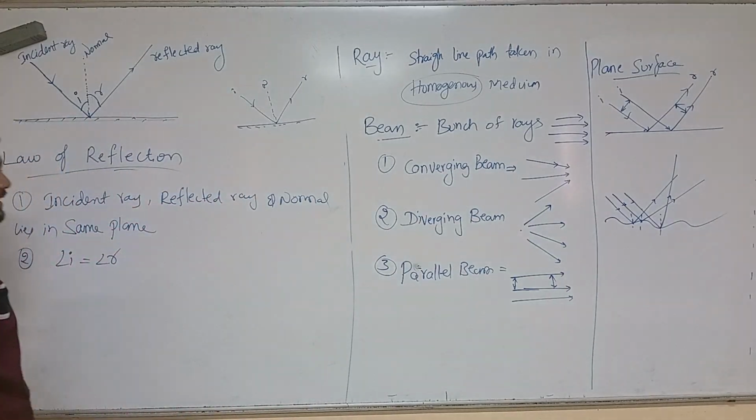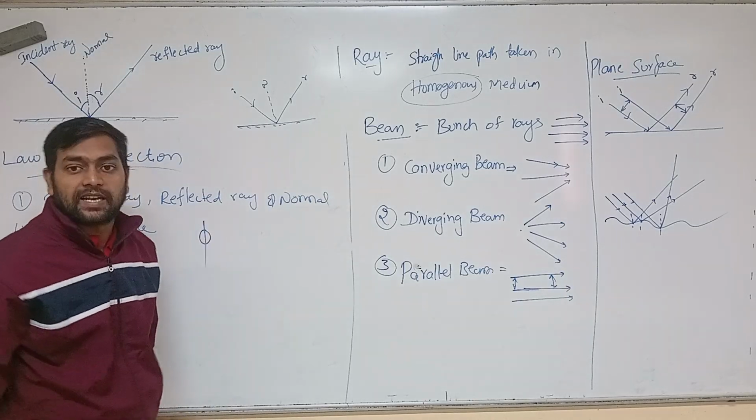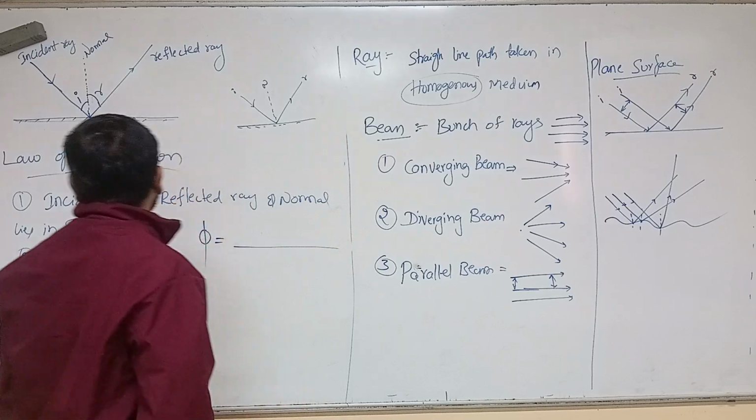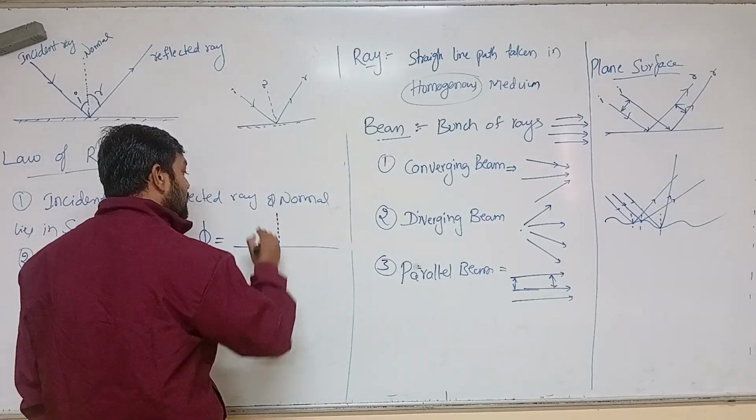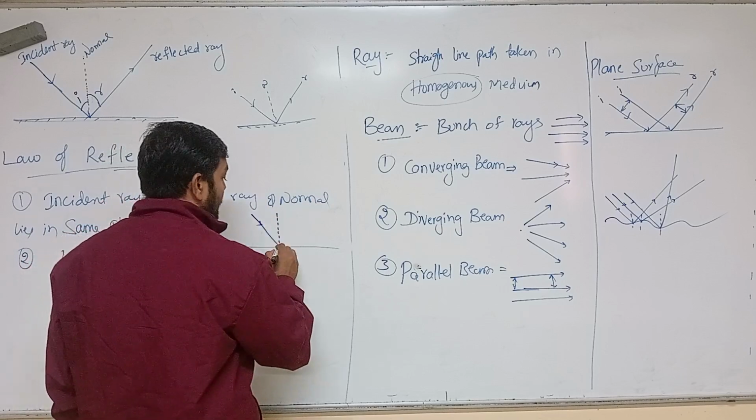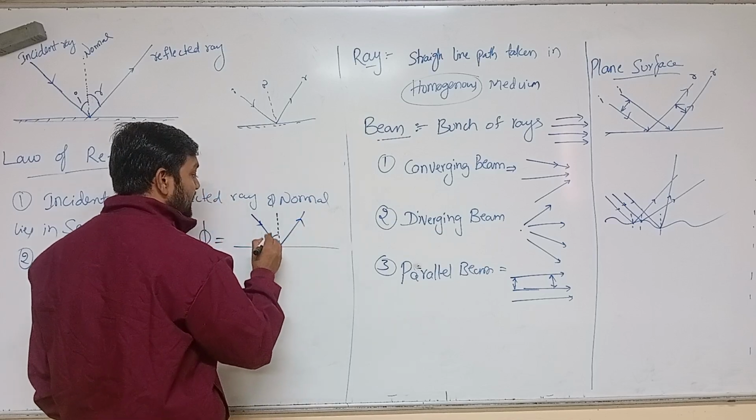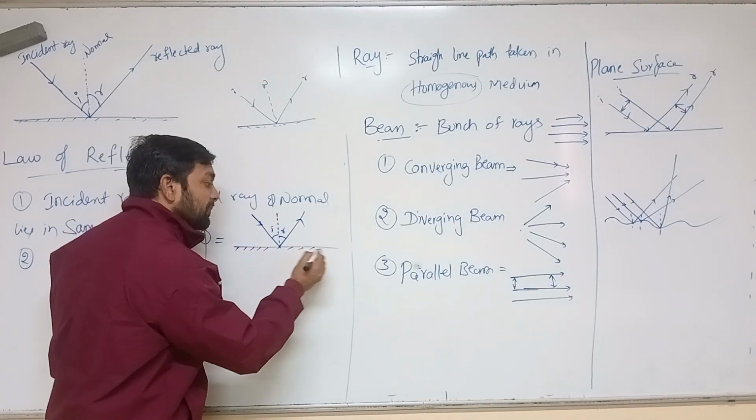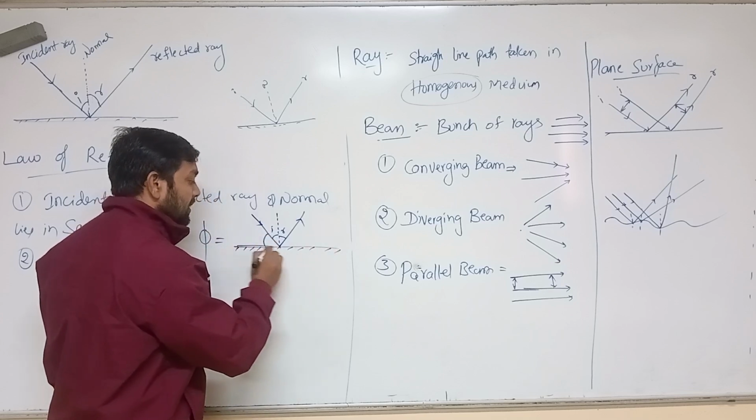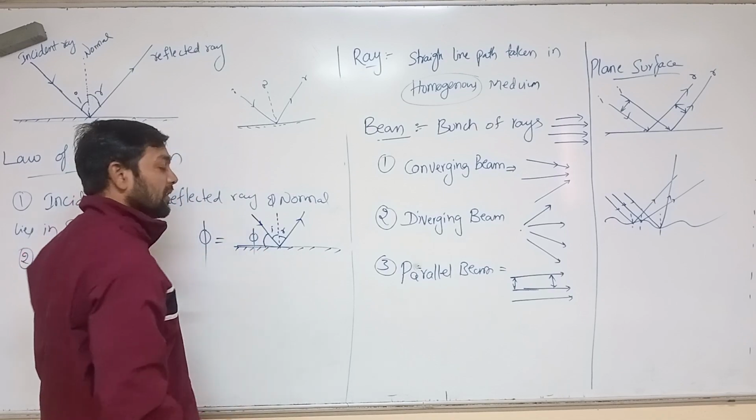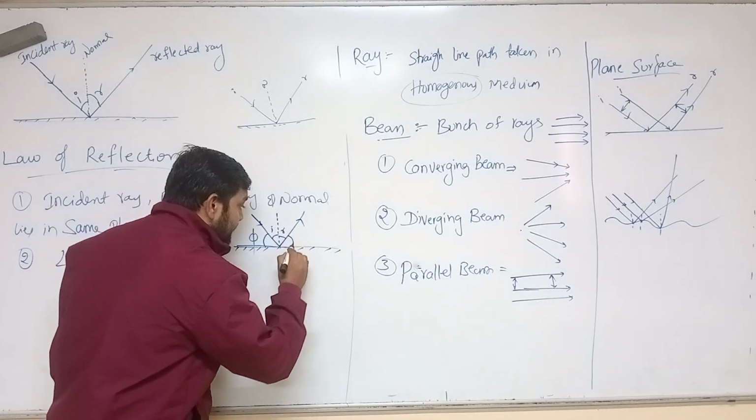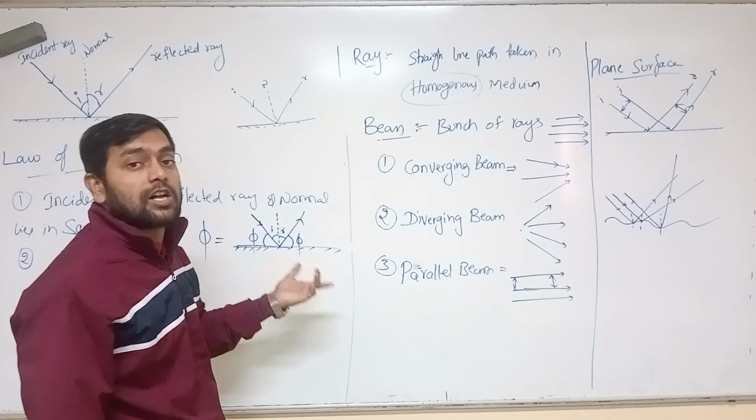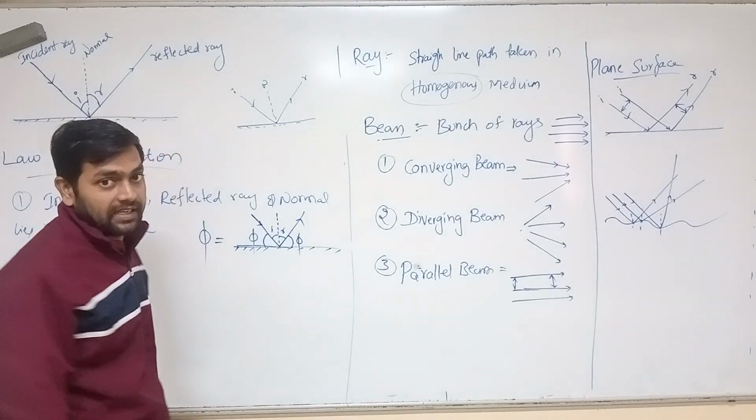So let us take the glancing angle. What is the glancing angle? The angle between the incident ray and the surface. Here we have taken this incident ray and this reflected ray. This is the angle of incidence and this is the angle of reflection, right? The angle between the incident ray and the plane is taken as the glancing angle. The angle between the reflected ray and the surface can also be taken as the glancing angle. Why?